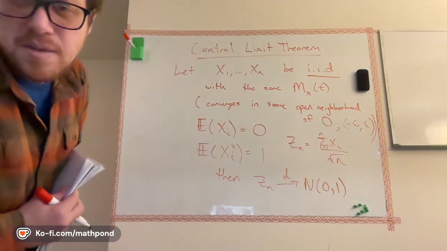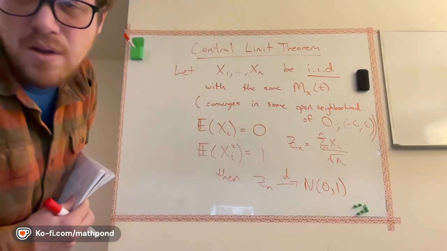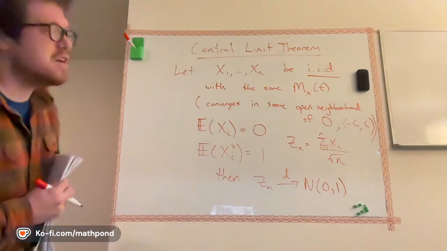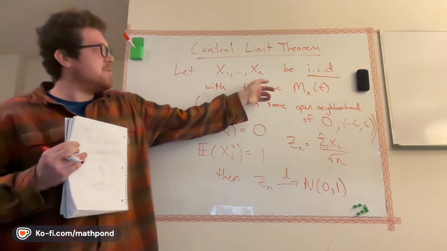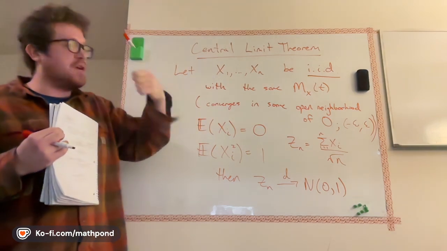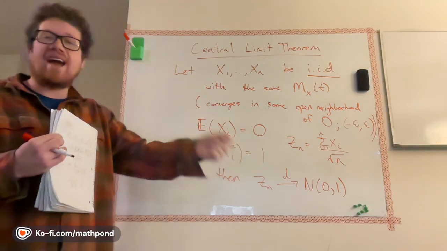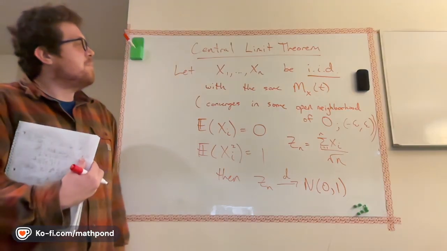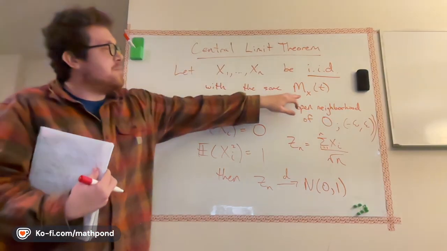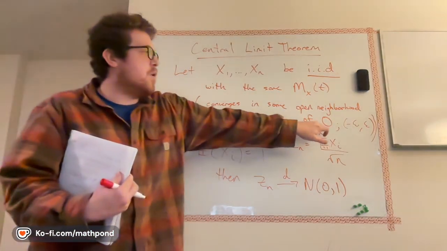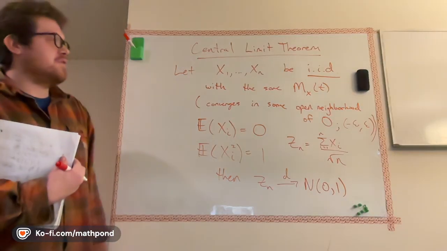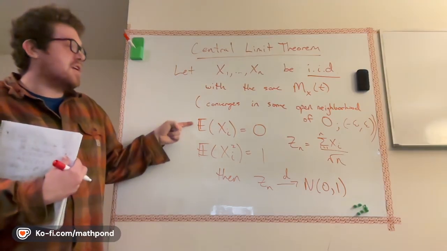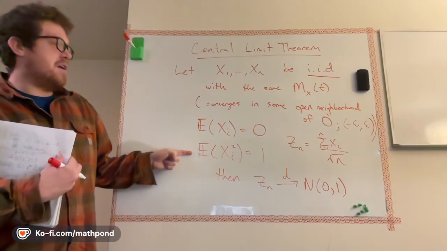Okay, any questions about that? I think this is a good marker. I like this marker. So we have a bunch of variables. They're all the same variable essentially, but it's like we're picking from the same bag a bunch of times independently. You could think of it like that. And they all have the same moment generating function, which converges in some open neighborhood of 0, like negative epsilon to epsilon for some epsilon greater than 0. And we're assuming each variable has expected value 0, mean 0, and variance 1.